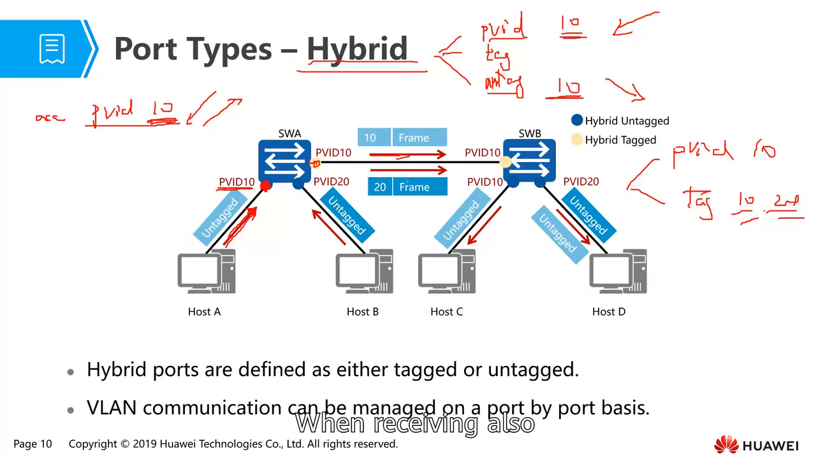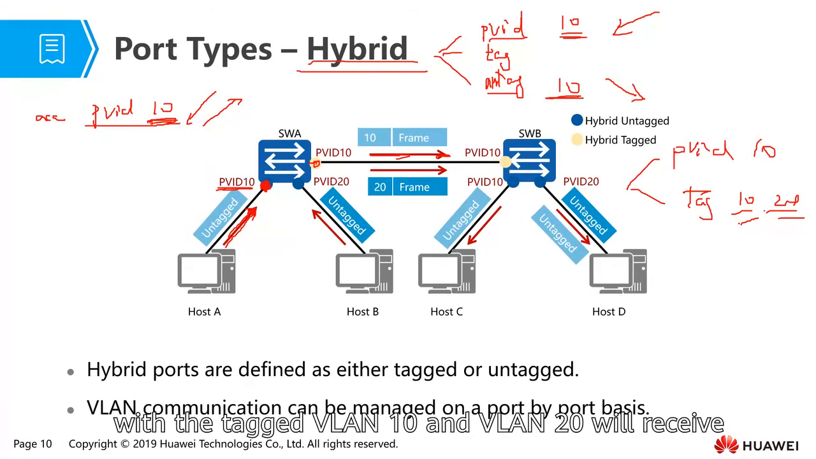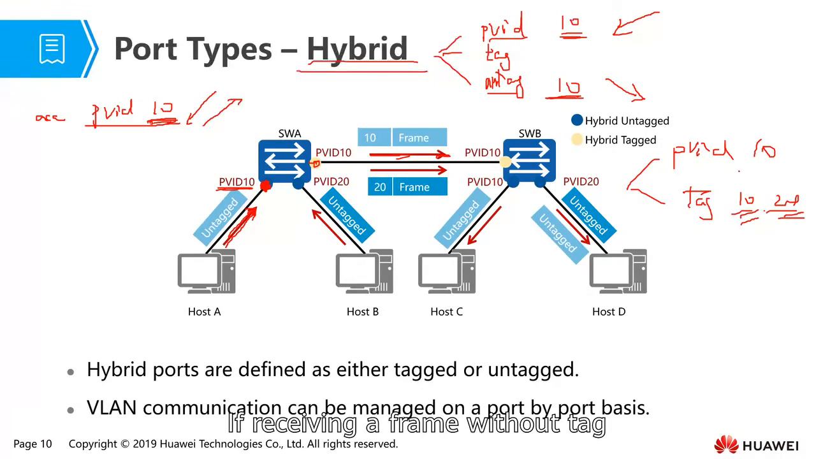And when receiving, frames with a tag of VLAN 10 and VLAN 20 will be received. If we receive a frame without a tag, then this frame will belong to VLAN 10. Okay, and this is just like the trunk.